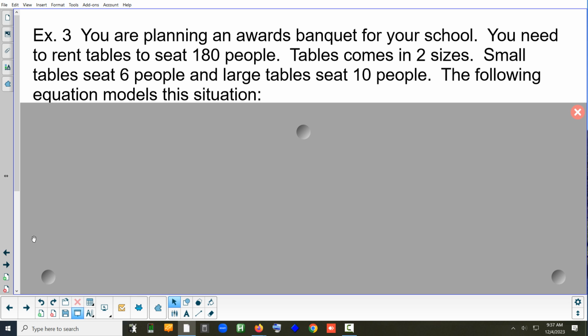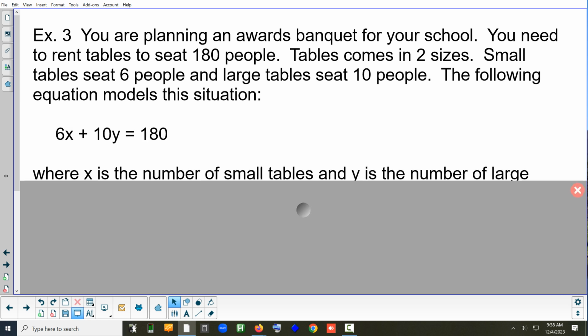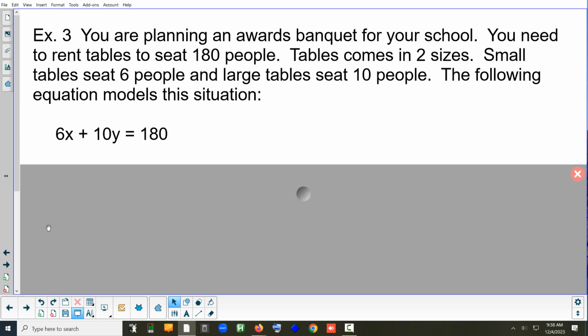Okay, so what we're doing in this problem is we are basically trying to make seating for 180 people. That's a lot of people. And there are 2 different size tables that we can have, large tables and small tables. At a small table, you can fit 6 people. At a large table, you could fit 10 people. You don't have to come up with the equation. I'm giving that to you. So this equation represents what's happening in this problem.